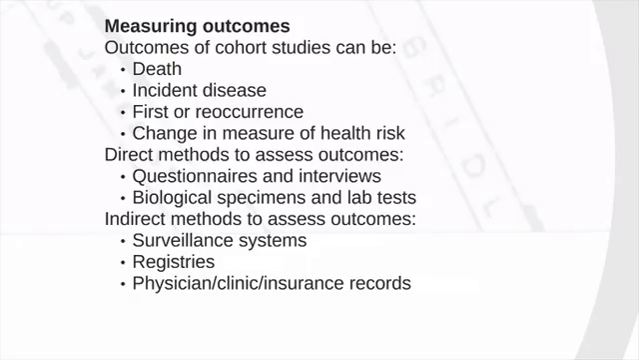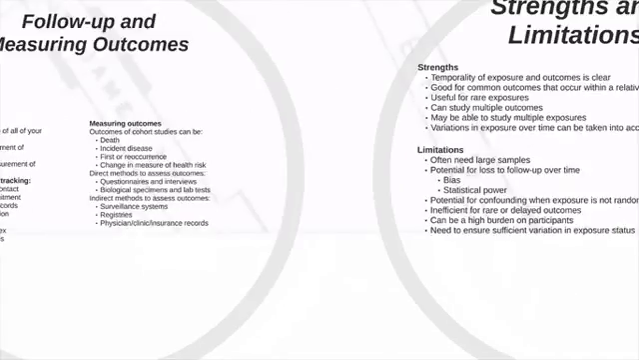Similar to tracking people, we can also use indirect methods to assess outcomes. We could look at surveillance systems, registries, records, right? There's a lot of ways that we don't necessarily need the patient there telling us what happened to them, so we can ascertain their outcome.